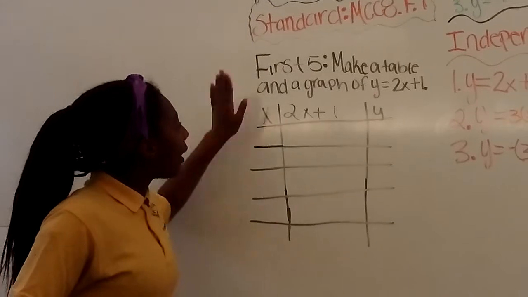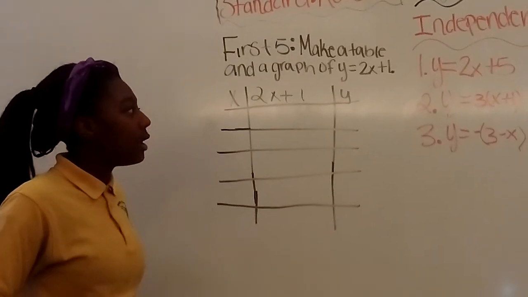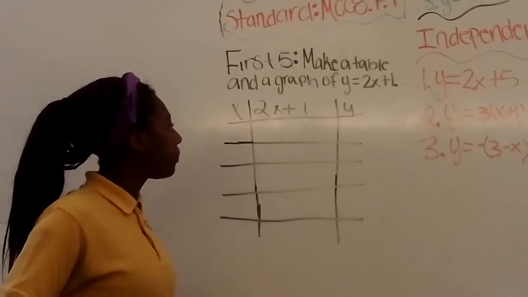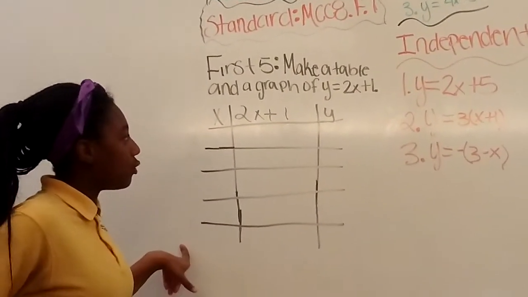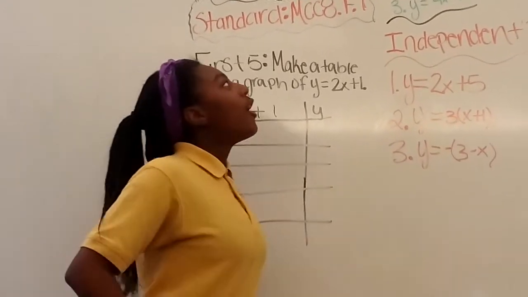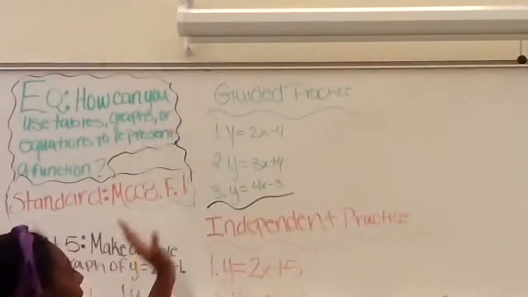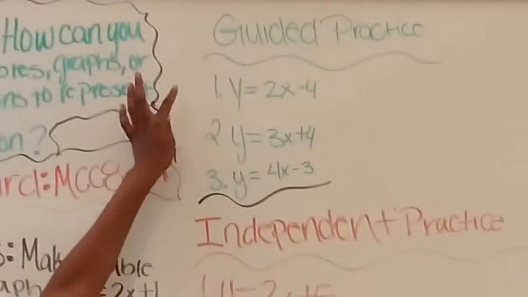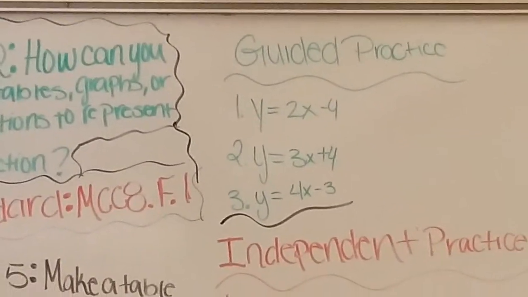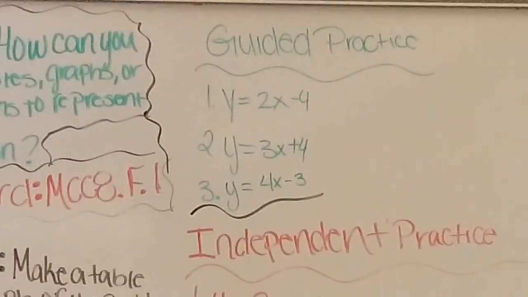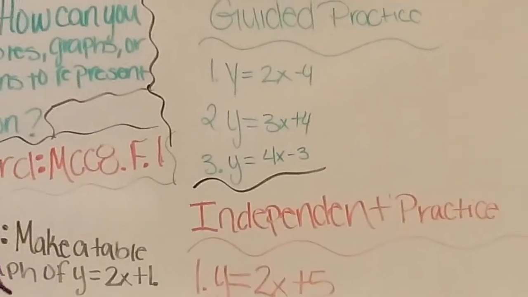So for your first 5, you will make a table and graph of y equals 2x plus 1. And here's your chart, I already set up the chart for you guys. All you gotta do is fill it in. Okay, for your guided practice, I'm gonna do number 1. You're gonna do 1 through 3, and you'll have to table and graph the functions.